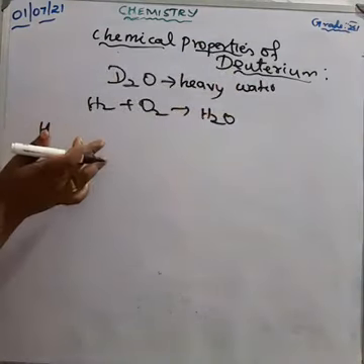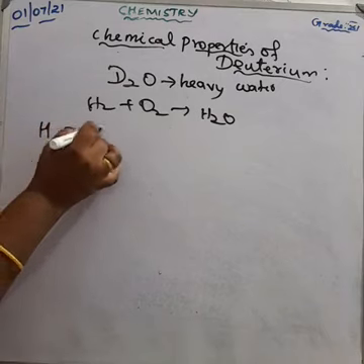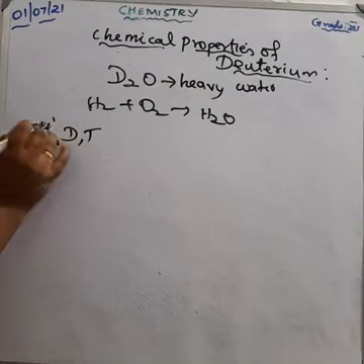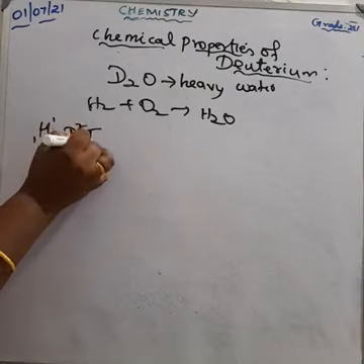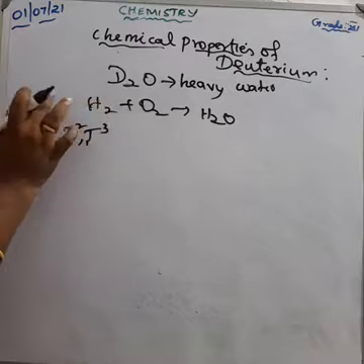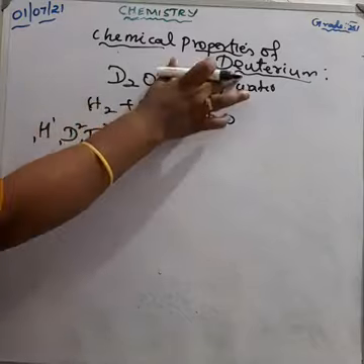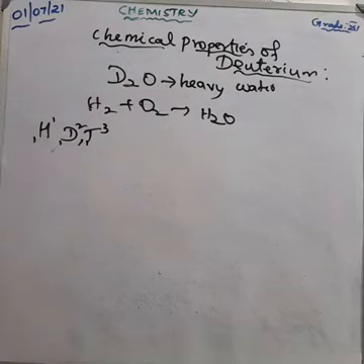What are the isotopes of hydrogen? Hydrogen has protium, deuterium and tritium. Now we are studying about the deuterium atom, one of the isotopes of hydrogen.